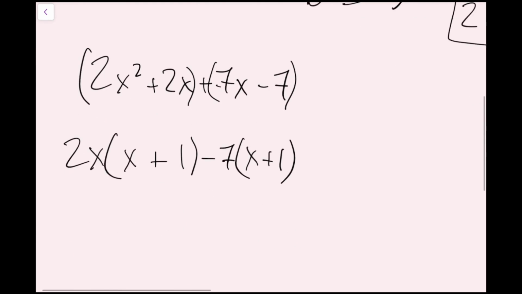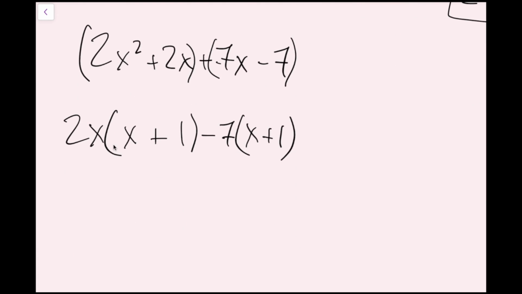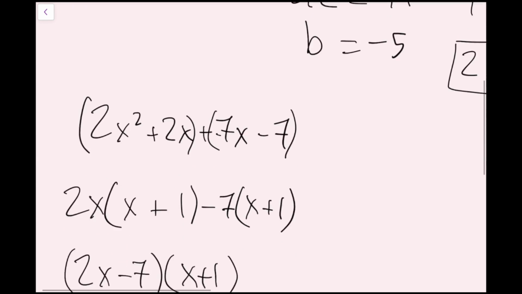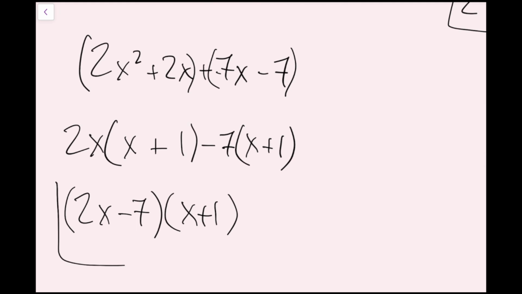All right. Last step, I'm just going to rewrite this as 2x minus 7 all times the quantity x plus 1. So 2x minus 7 times x plus 1. All right, and now I've successfully factored this one. Once again, you can FOIL this to check to see if you get your original value, and I'll let you do that on your own if you want. But now we're done.